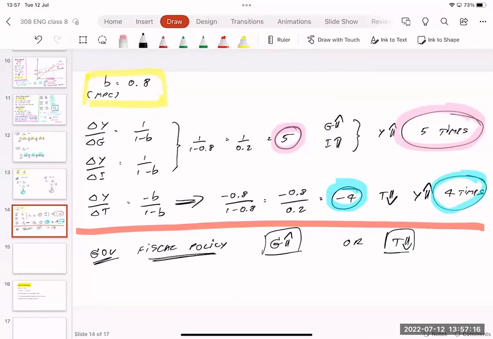If you are the government and you spend more, the multiplier effect is 1 over 1 minus B. If you tax less, the multiplier effect is minus B over 1 minus B. And you can see that spending more has a higher multiplier effect than taxing less. You see that? So that's why many countries decide to spend more rather than tax less. For example, in the case of Thailand, we had the COVID-19 crisis, right?